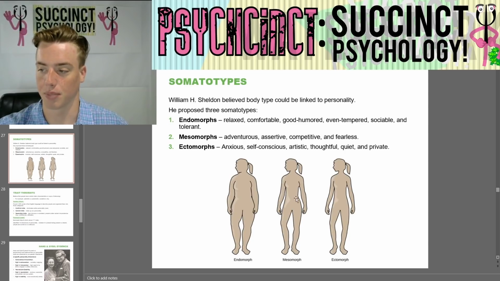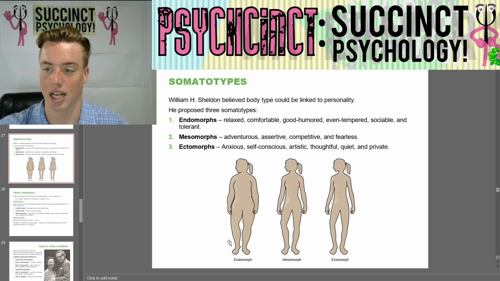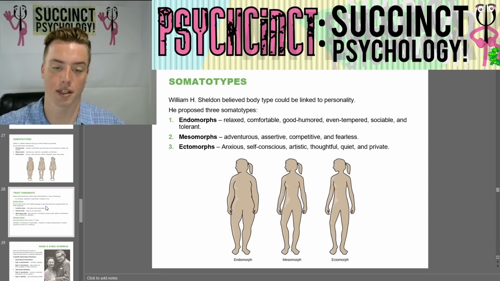Mesomorphs, as seen in this middle one, they're adventurous, assertive, competitive, and fearless. And then ectomorphs, like ecto-cooler, anxious, self-conscious, artistic, thoughtful, quiet, and private. So he believed that your body type, and you can see that each one of these figures has a slightly different body type, could be linked to personality.